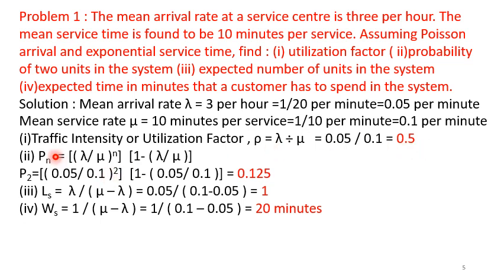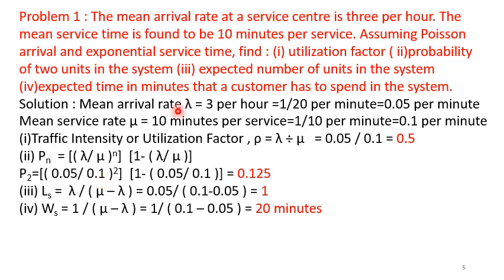Next, Pn. What is the probability that there are two units in the system? So P2, put n is equal to 2 and substitute in the formula given in the previous slide. We need to find out the probability that there are two customers in the system. So P2 will be 0.05 divided by 0.1 whole square, into 1 minus 0.05 divided by 0.1. That comes to 0.125. So the probability that there are two units in the system is 0.125.